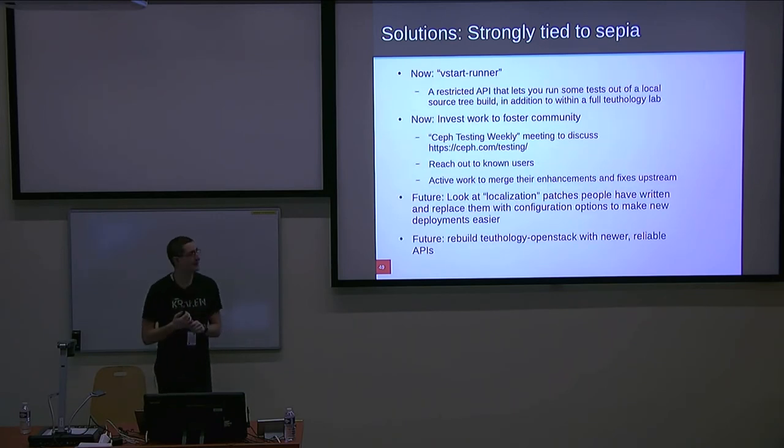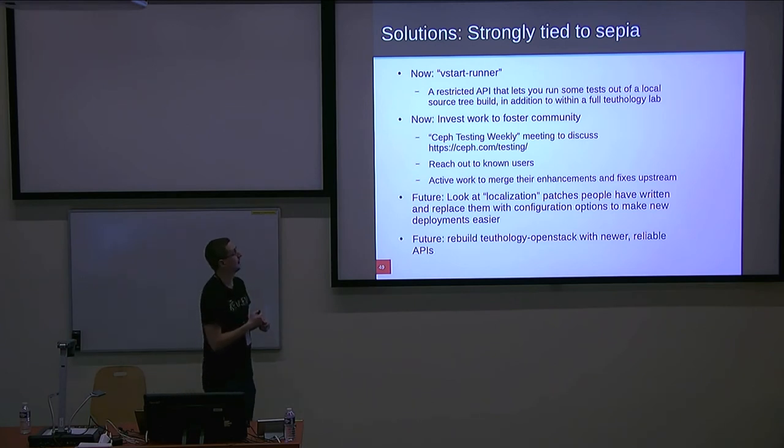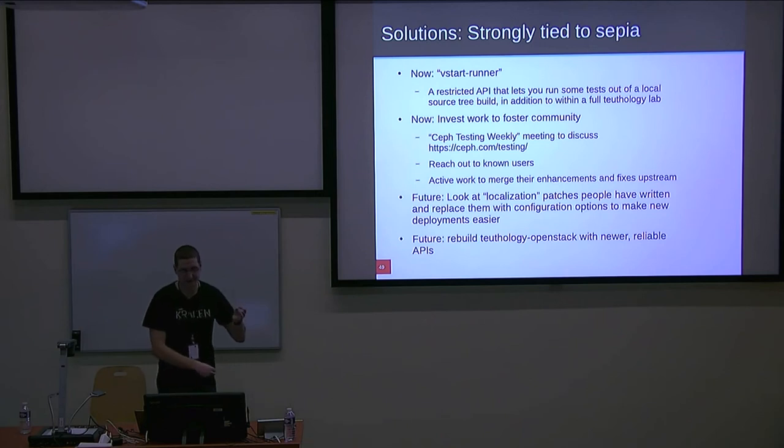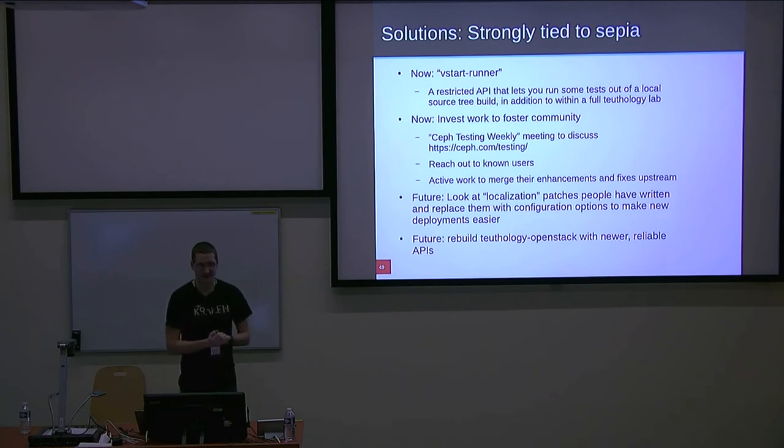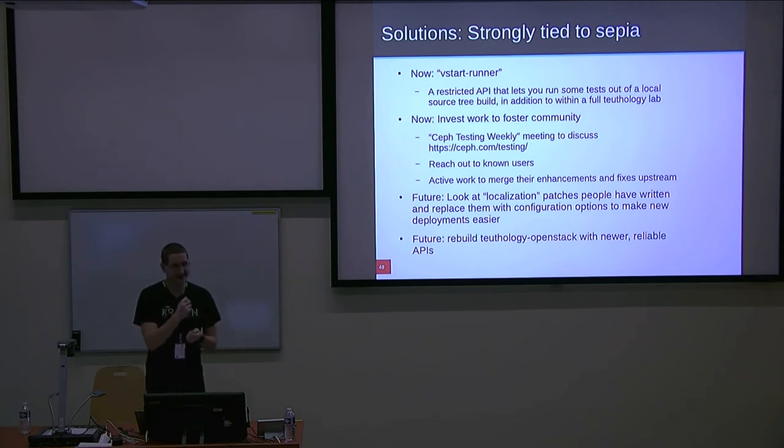At this point, we have made some strides to move away from this problem of being strongly tied to Sepia. The file system and some of the RGW gateway tests run against something called a vstart runner. This is a restricted API, not the full Teuthology, but a specified subset of it, that lets you write a single test that runs in a local dev system or in the full Teuthology lab.